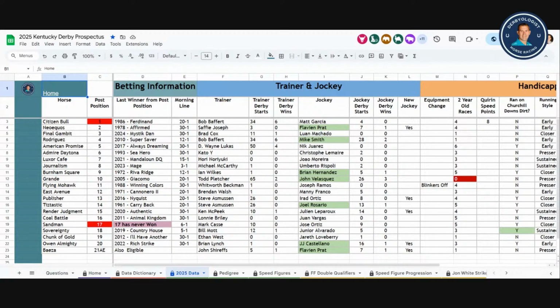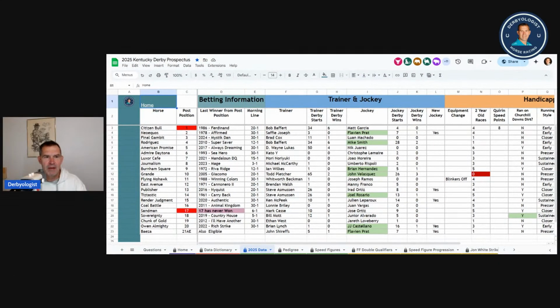But again, this is more for people that have never handicapped the Kentucky Derby and want to have a little bit more data, know more about these horses on Kentucky Derby Day. Then we have Quirin speed points.